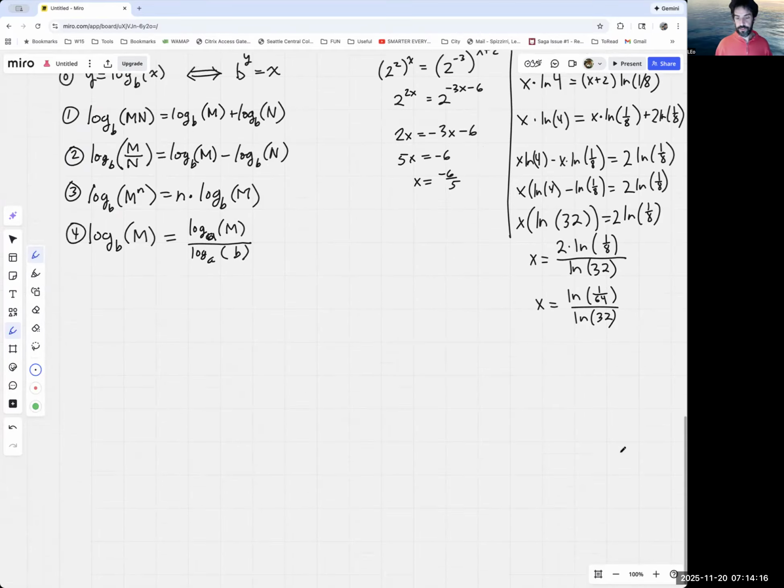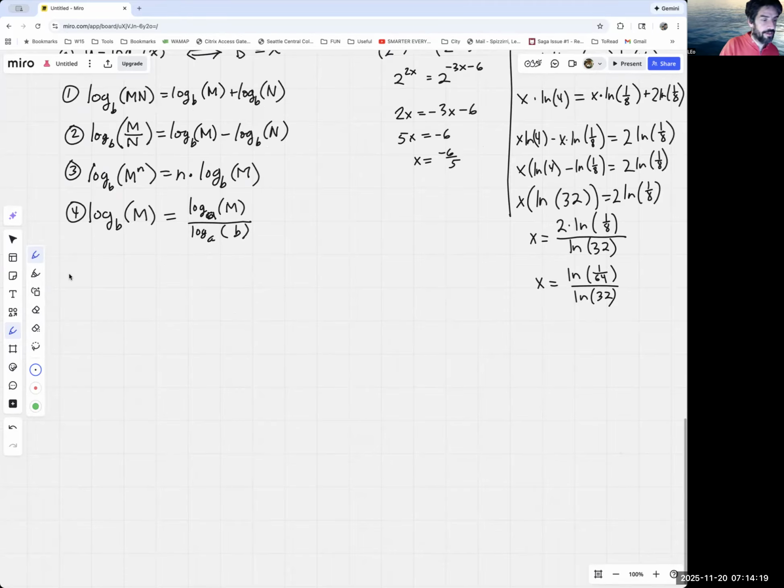Let's rewrite both of these as powers of 2. This is x equals the natural log. So 1 over 64 is 2 to the negative 6th, since 64 is 2 to the 6th. 32 is 2 to the 5th. Maybe you see where this is going now. We can use property 3 to bring those exponents out front. Negative 6 natural log of 2 over 5 natural log of 2, which is just x is negative 6/5.